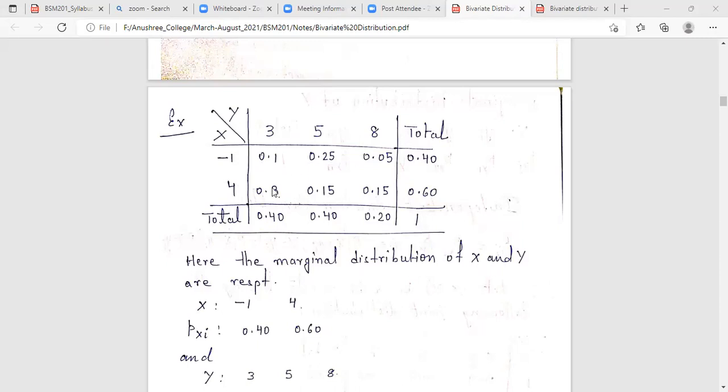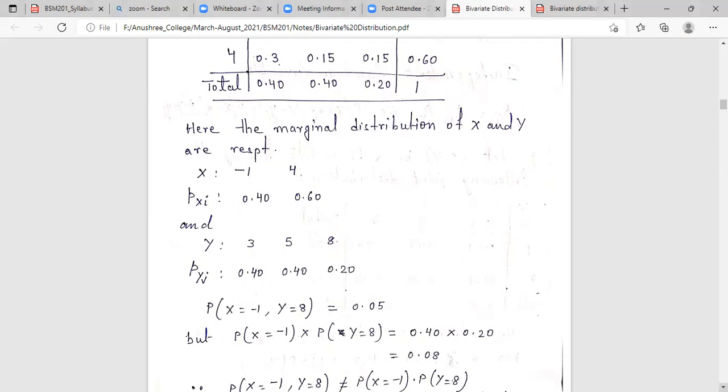For x, the values are -1 and 4, and the corresponding P(xi)'s are: for -1 it is 0.4, and for 4 it is 0.60. We can write it as x and corresponding probabilities, which gives us the marginal distribution of x. Similarly, for the marginal distribution of y, the values are 3, 5, 8 and the corresponding horizontal totals are 0.40, 0.40, and 0.20. So these are the marginal distributions of x and y.